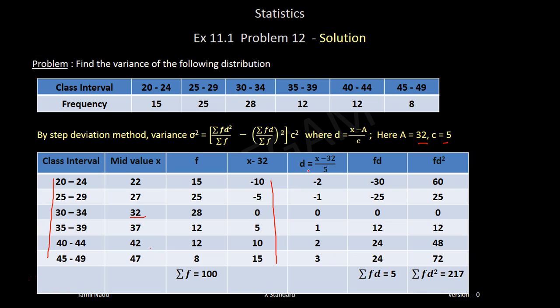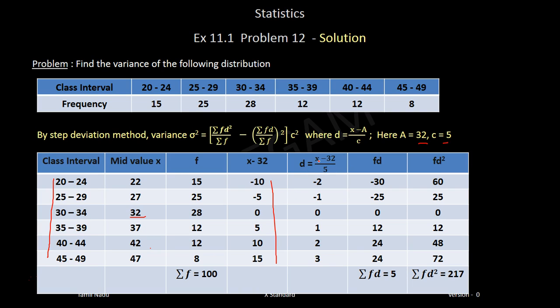So your d is nothing but x minus a divided by the common factor c. Okay, normally what we do is that d is x minus a, x minus the assumed mean. Because it's a class interval, we are taking the mid value of the class interval as the x. Instead of x minus a, the deviation we are taking as x minus a by c, because all these numbers are coming big and there is a common factor. To minimize our calculation effort, we are dividing it by 5.